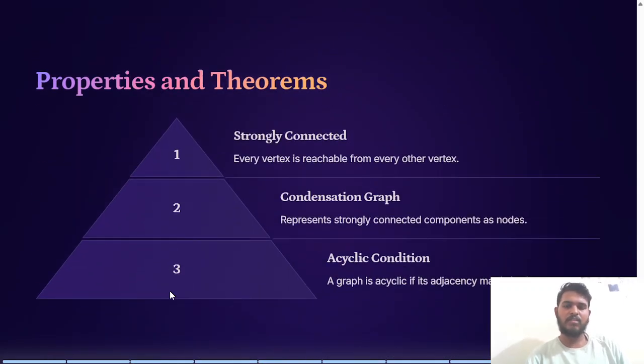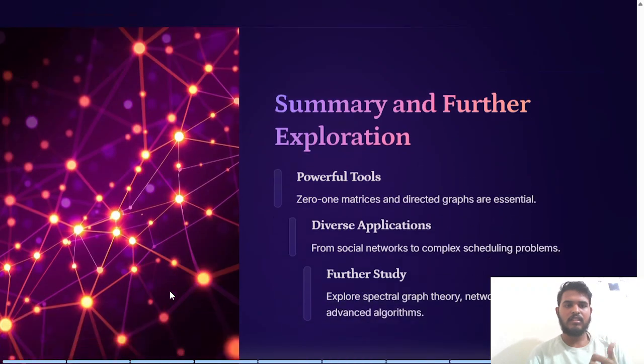The properties and theorems. Strongly connected: every vertex is reachable from every other vertex. The condensation graph represents strongly connected components as nodes. Acyclic condition: a graph is acyclic if its adjacency matrix is nilpotent. Acyclic means that there is no closed chain structure forming between the nodes. If a closed chain structure is forming between the nodes, then it is a cyclic one.